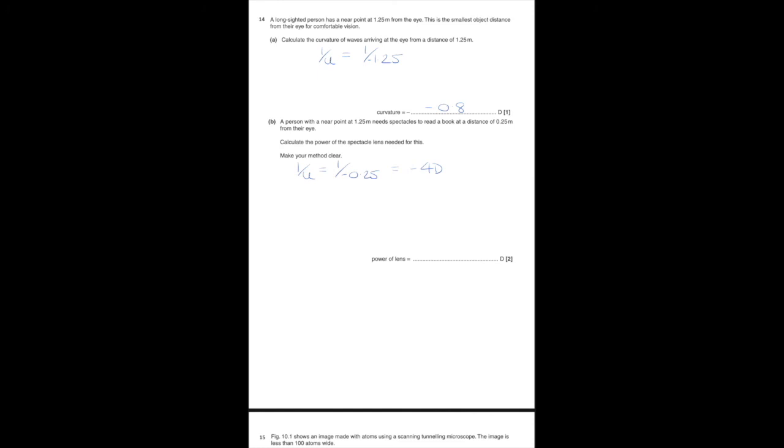Versus our previous question, which was minus 0.8, which was the curvature when they were looking at 1.25. So what we're now saying is the power of the lens required for this is the difference between those two. So our minus 4, which is at 0.25, plus that lens should give us our minus 0.8. And when we work that out, we end up with a value of plus 3.